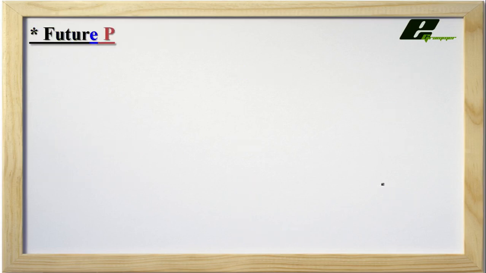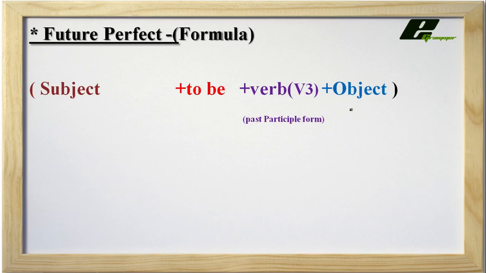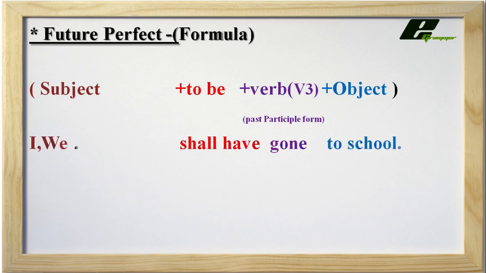Now let us see the formula of future perfect tense. Subject, we have already learned about subject. There are 8 types of subject. Then comes to be. To be is the form of helping verb. Then comes verb. Here I have written V3. This V3 means what? Past participle form of the verb. Then comes object.